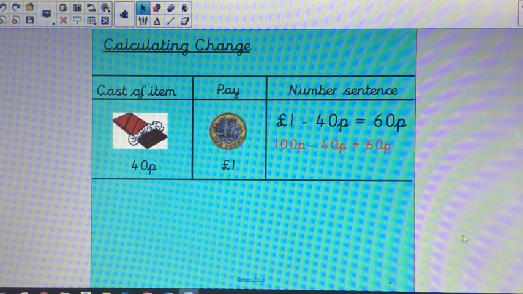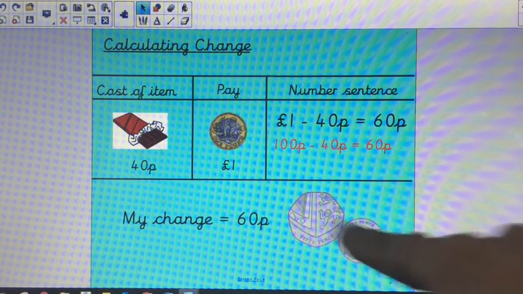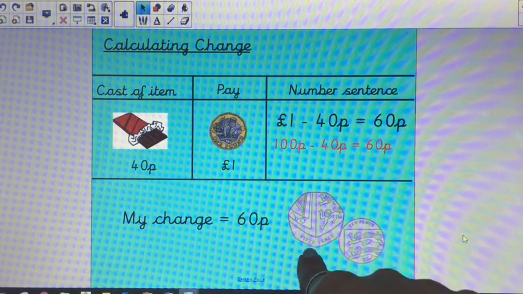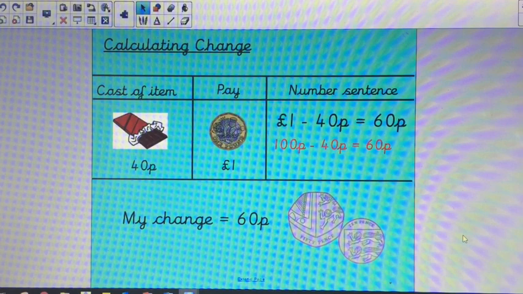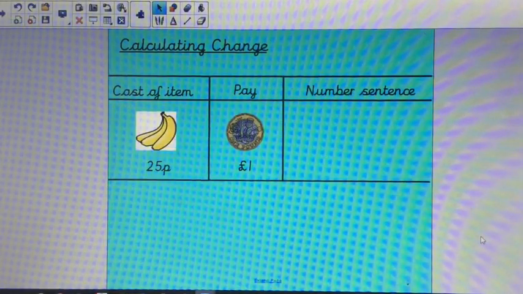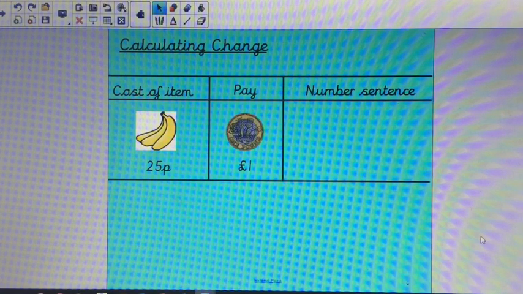So the change that I need from £1 is 60p, and I could get that in the form of a 50p and a 10p. Well done. The final question that we're going to do together is this. I'm buying some bananas for 25p and I pay using £1. What's my number sentence?